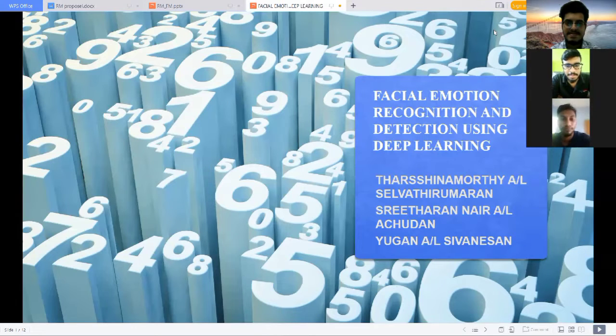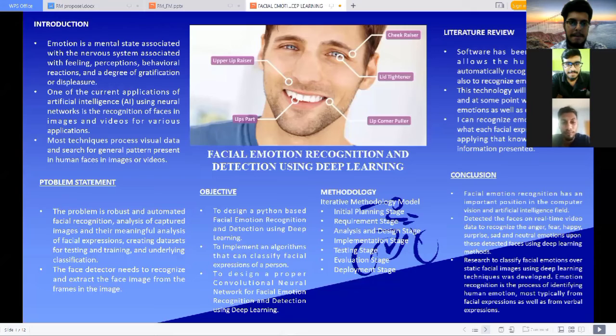My name is Yugen, and my teammates are Sridharan and Dakshinamurthy, and our topic name is facial emotion recognition and detection using deep learning. This is our poster of the final project.